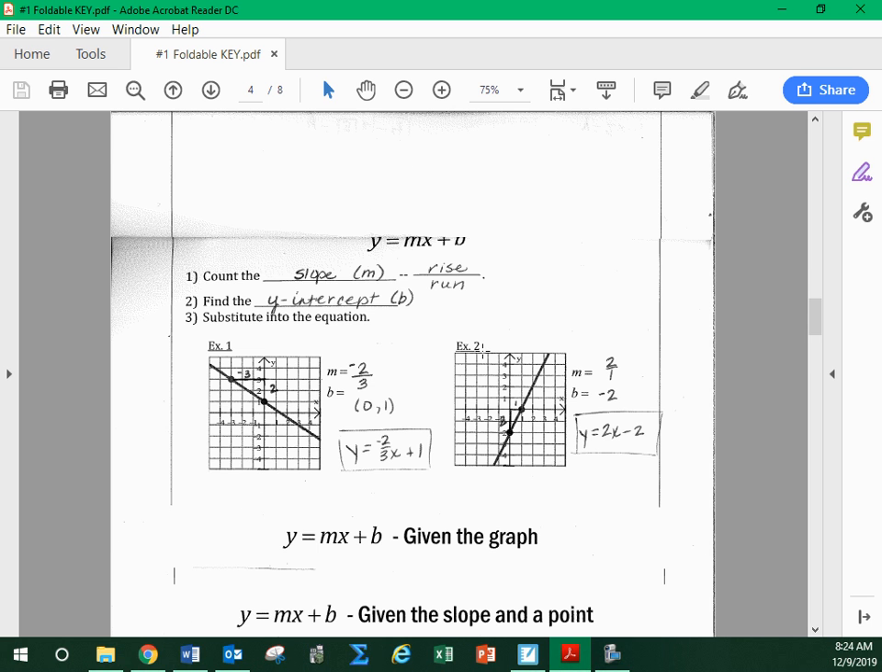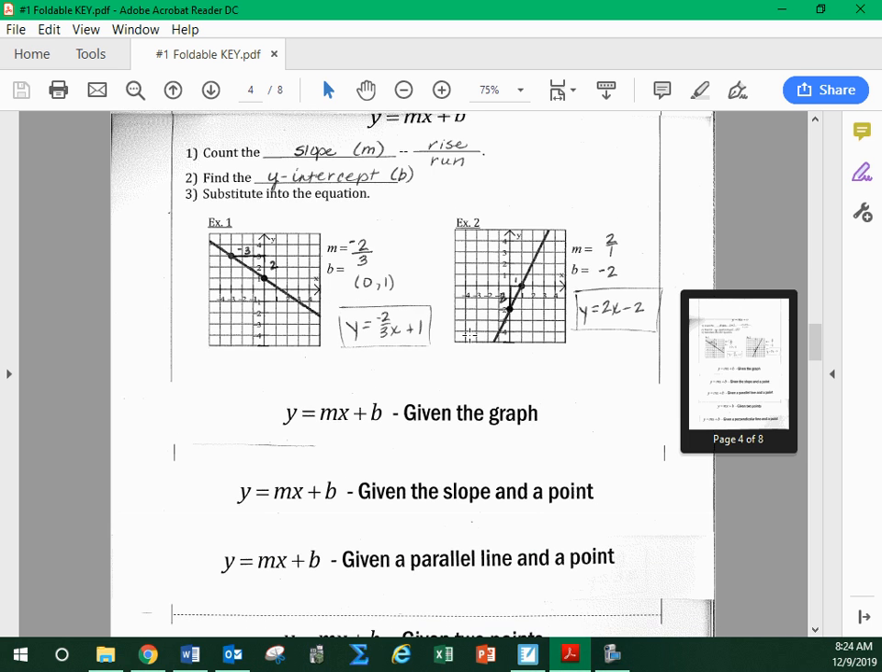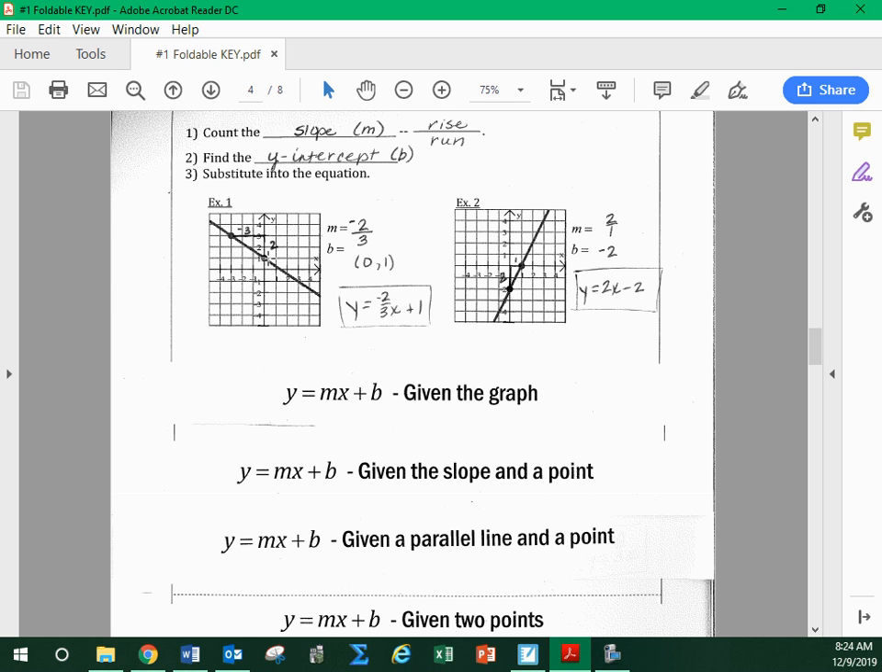Then when they give us the graph, same thing, you just pull it from the graph. So find your y-intercept, that's your b value. Find your slope, you just count that. And remember, keep in mind if it's negative versus positive. And you just put it in. So my y-intercept was 1, my slope was up 2 to the left 3, so negative 2/3.